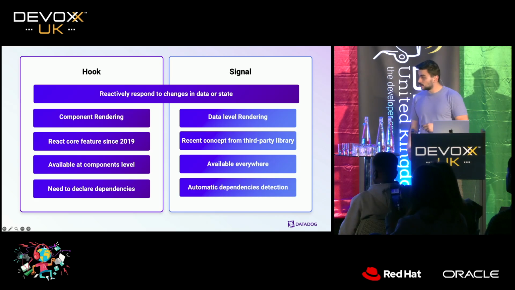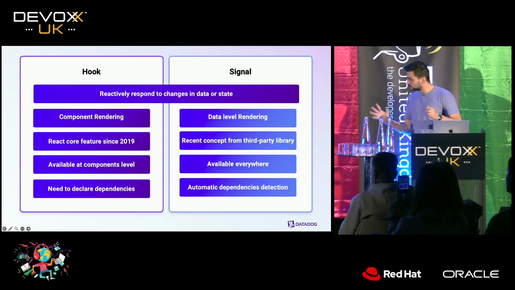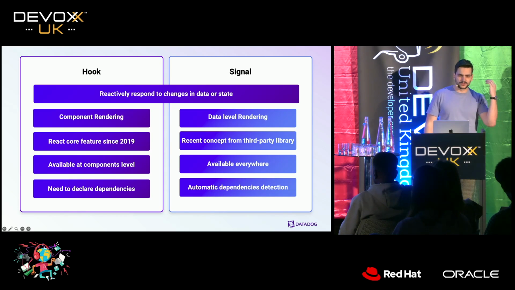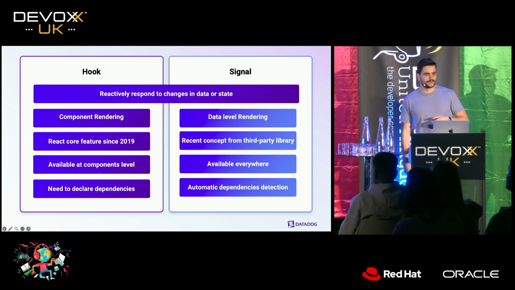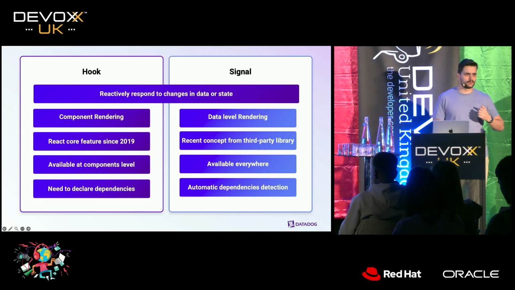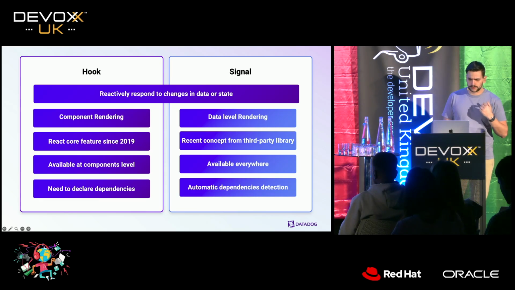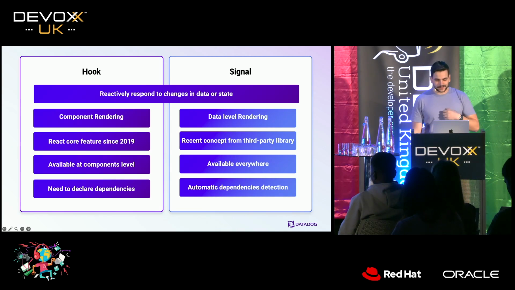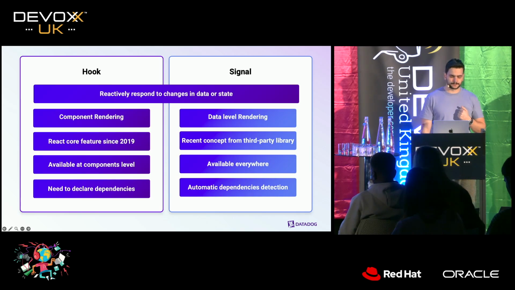And with hooks, you need to declare the dependencies. If you forget a dependency, your hook won't be recomputed. For the signals, all the dependencies are automatically tracked, and the signal will be updated when the dependencies change.